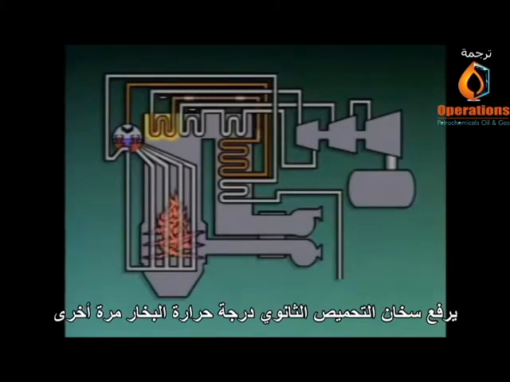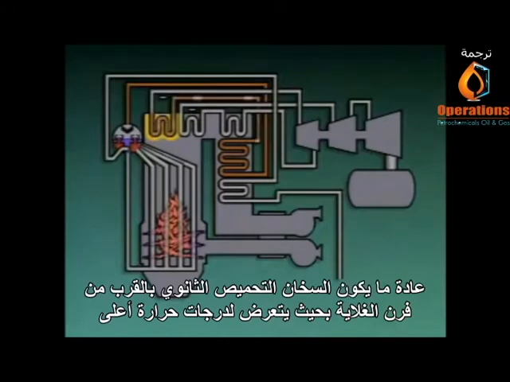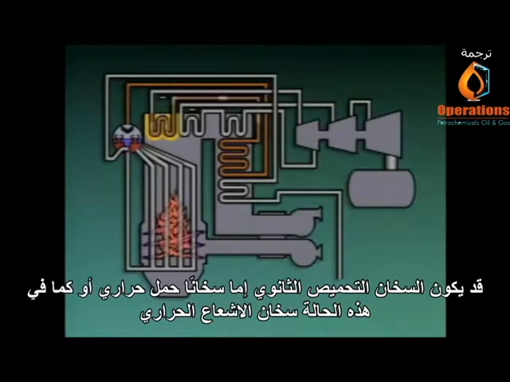The secondary superheater raises the temperature of the steam again. The secondary superheater is usually located closer to the boiler furnace so that it's exposed to higher temperatures. The secondary superheater may be either a convection superheater or, as in this case, a radiant superheater.